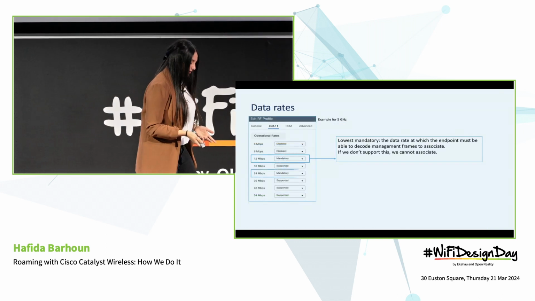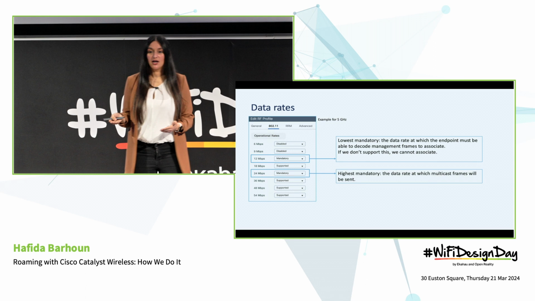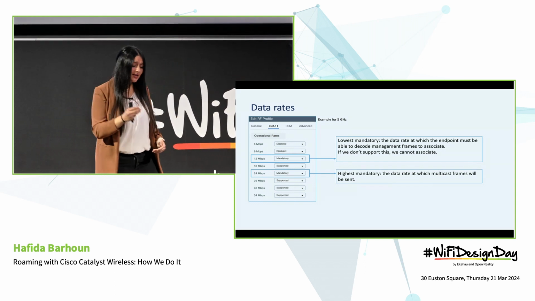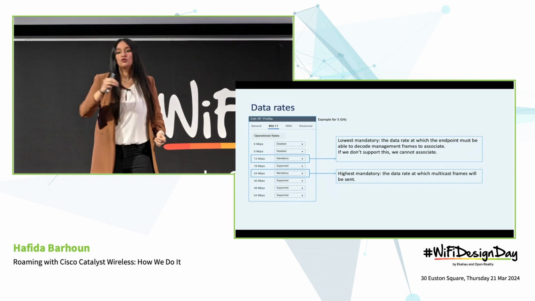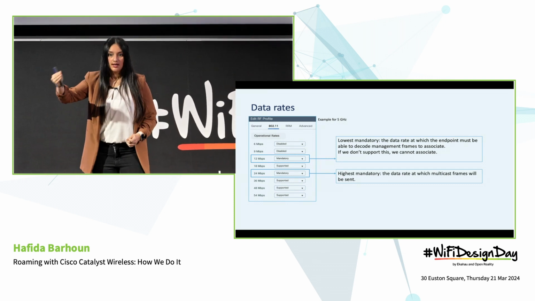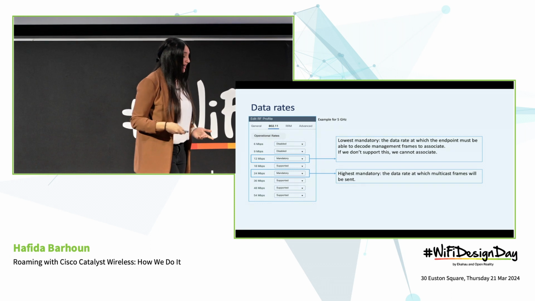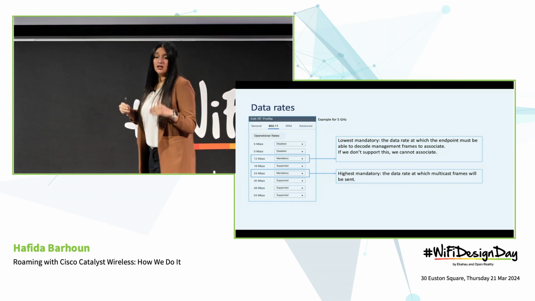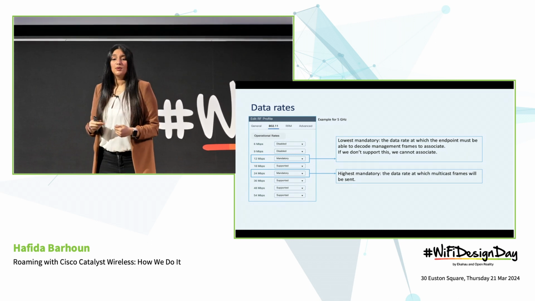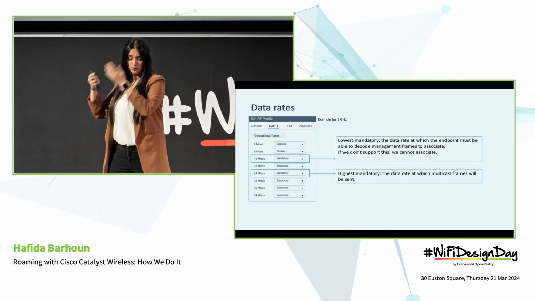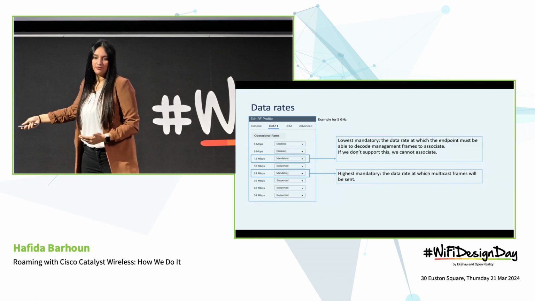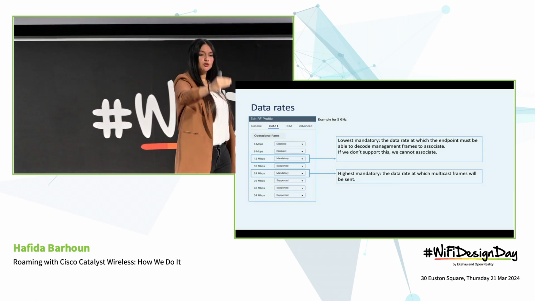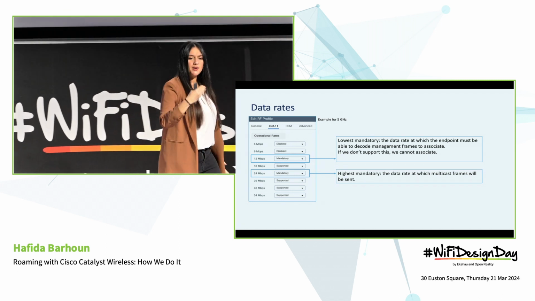So the data rate. When we configure our Wi-Fi, we have to declare which data rates are mandatory, meaning which data rates are required to be able to connect to the AP. That's the lowest mandatory data rate. And then we have the data rates that we support, meaning the data rates that we can support, for example, when my user is connected to the AP but is moving away. So putting higher data rates will stimulate the end device to look for APs more often.